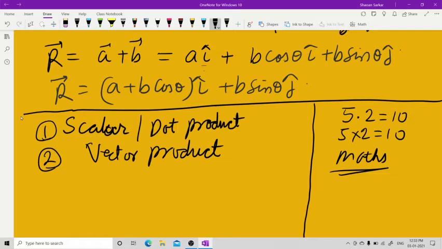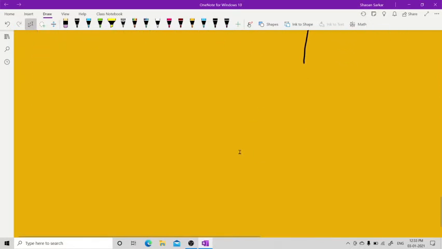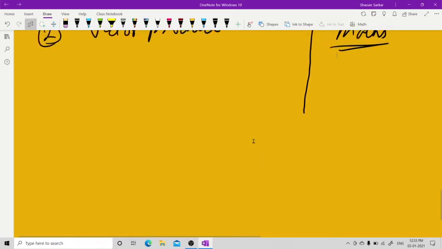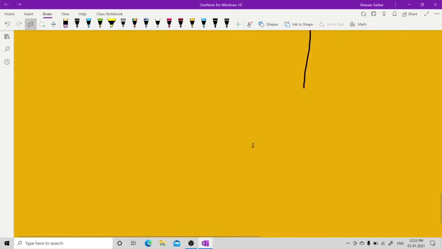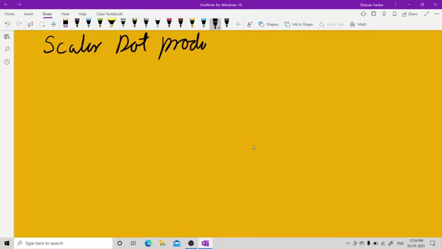Now we will understand the scalar product in totality. Wait, let me rub this much of line so that I can get it. Okay, now let us start off with scalar or dot product.